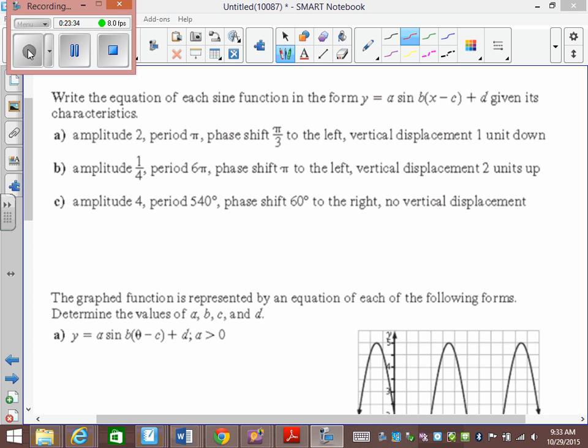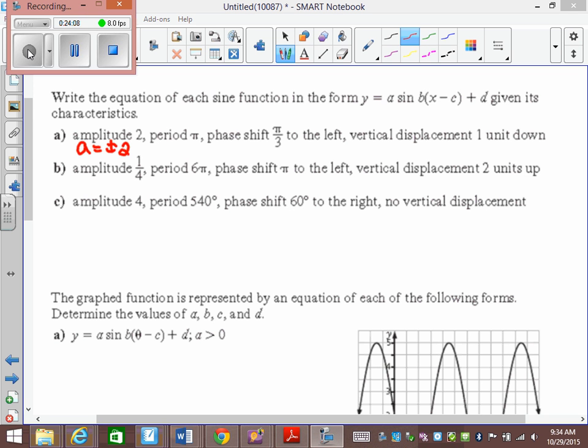Okay? Given its characteristics. Amplitude of 2. What does my amplitude help me with? Yeah. Vertical stretch. Yep. Your A value. So that's going to give us our A value. But remember, our A value could be technically plus or minus 2. Correct? Because our amplitude is always the absolute value of our A value. Right? So our A value could be plus or minus.